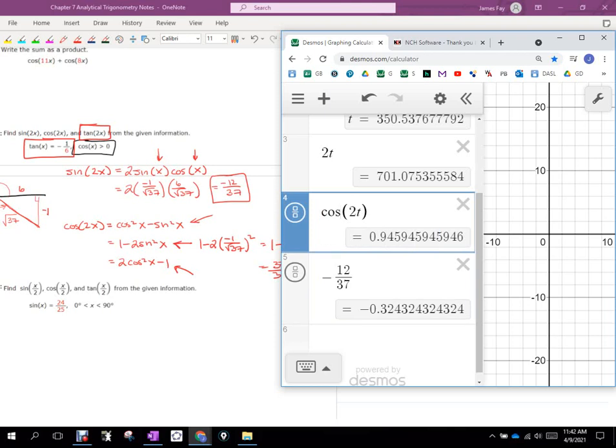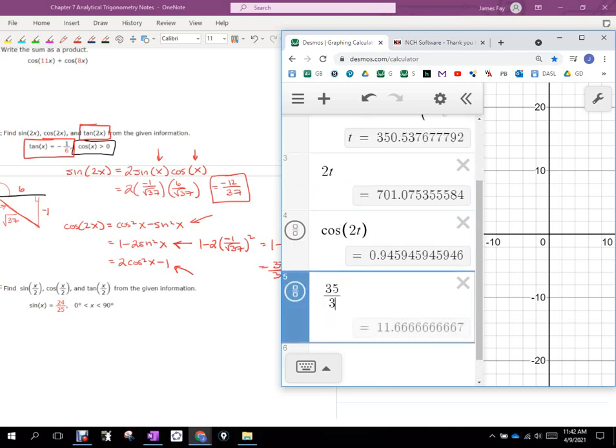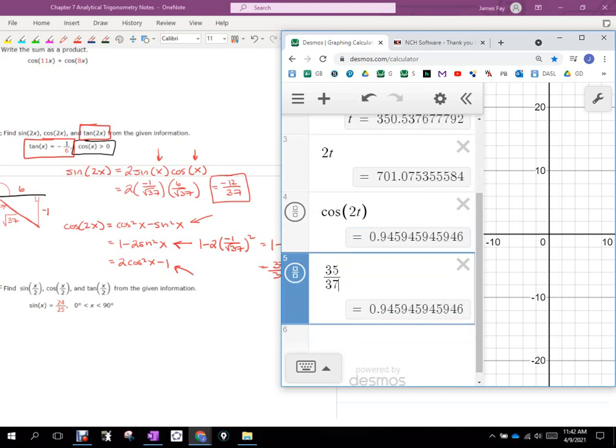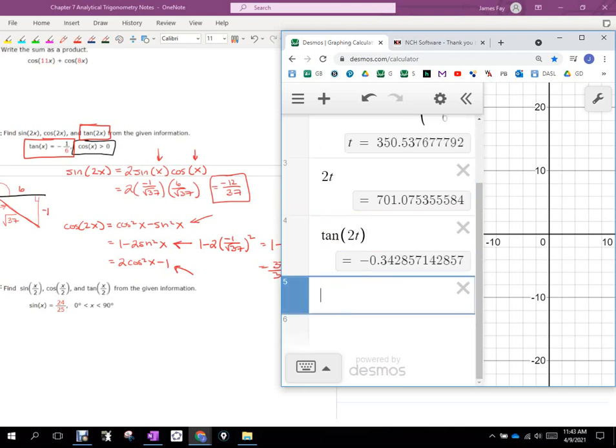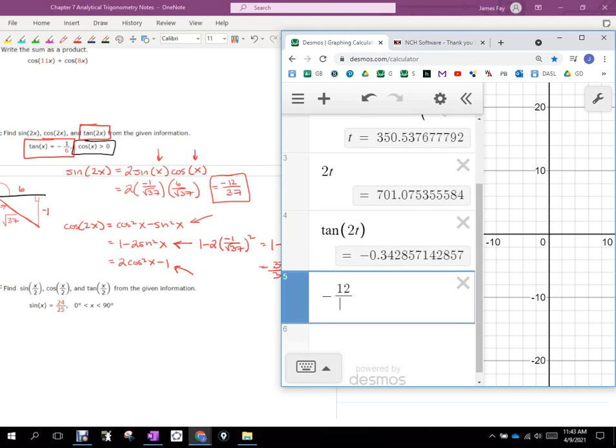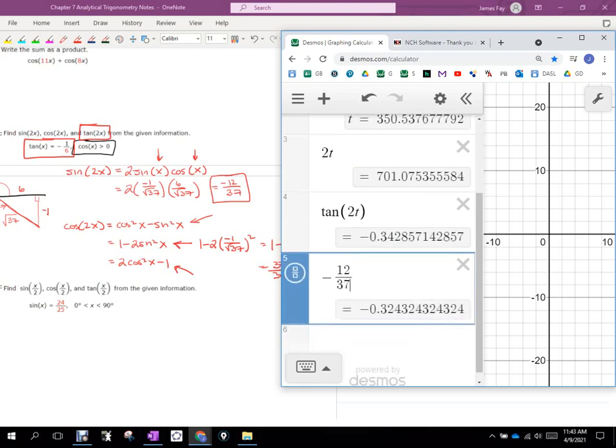If they wanted cosine, okay, we get 0.9459. Okay? Well, we said it was positive 35 divided by 37, and that turns out to be the same number, right? And if we want a tangent of 2T, we get that, which we said was going to be negative 12 over 35, I'm sorry, 35. So there's the same decimal. Does that make sense, everybody?